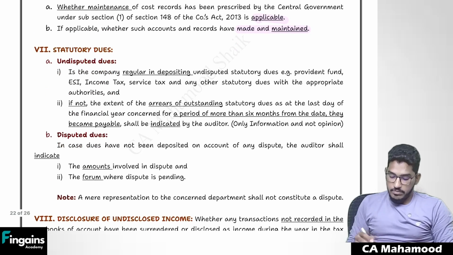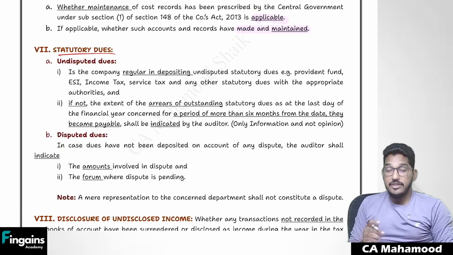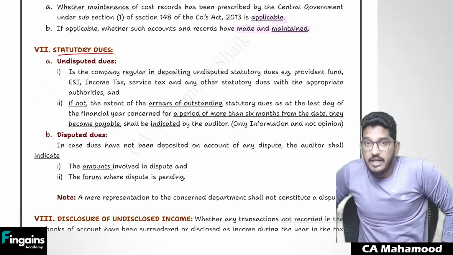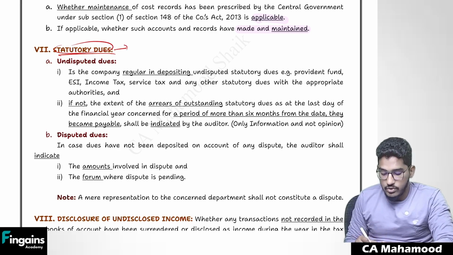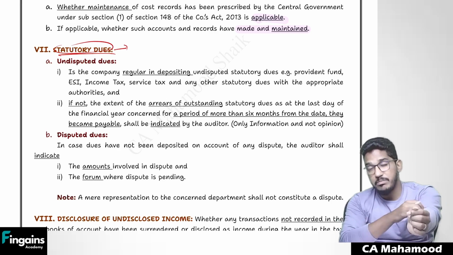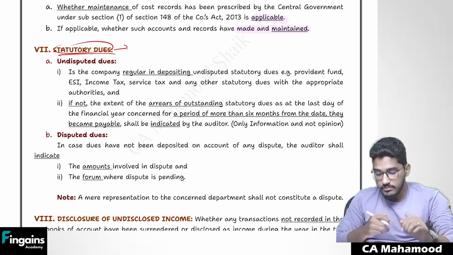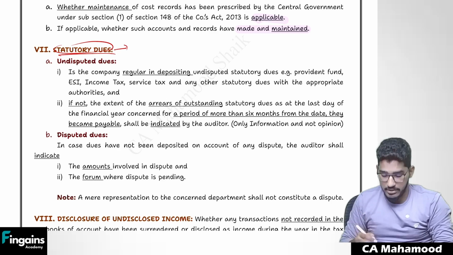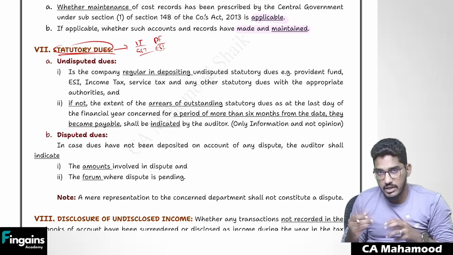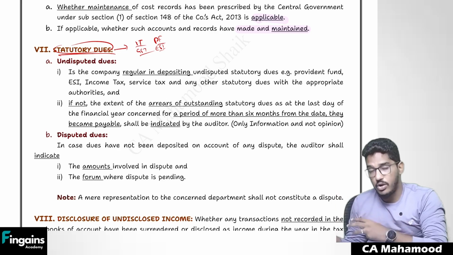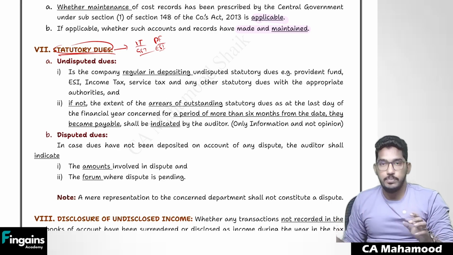Seventh point, this is going to be important. Seventh point is regarding statutory dues. So first of all, what are statutory dues? Nothing but those amounts which are required to be paid because of the requirements of law. Nothing but legal payments. So when I say legal payments, income tax, GST, PF, ESI, all these payments we are making because there is a law which mandates us to pay them.